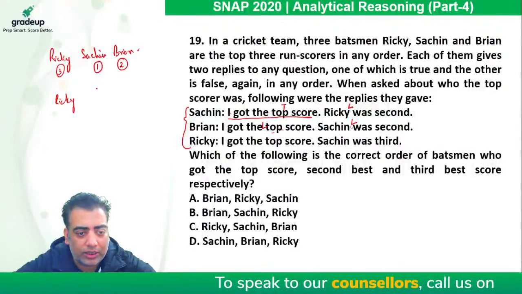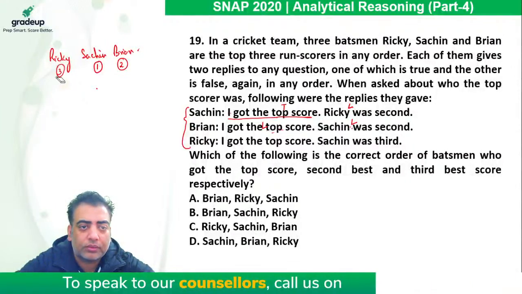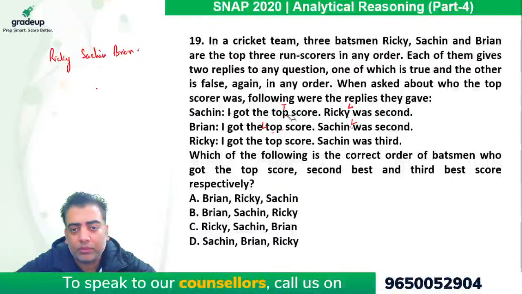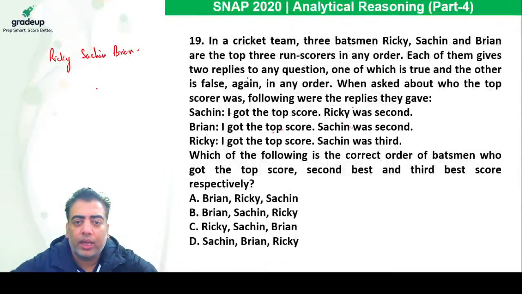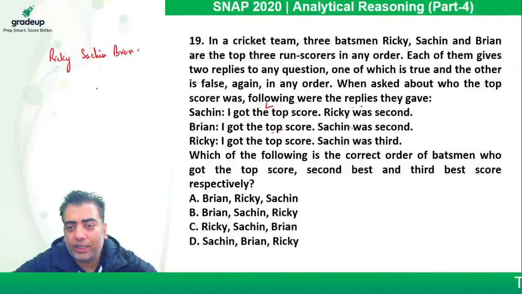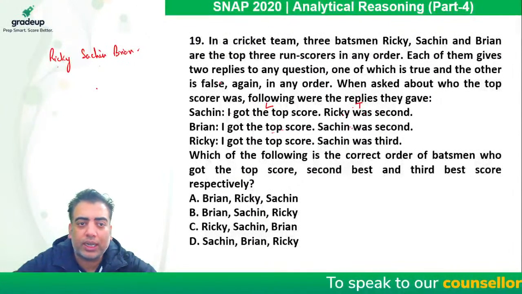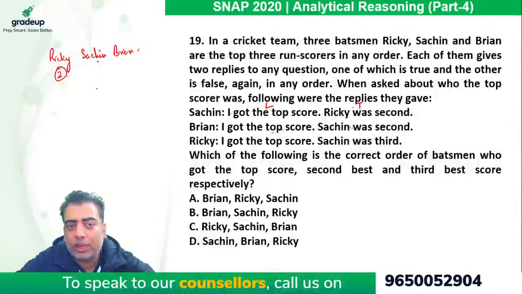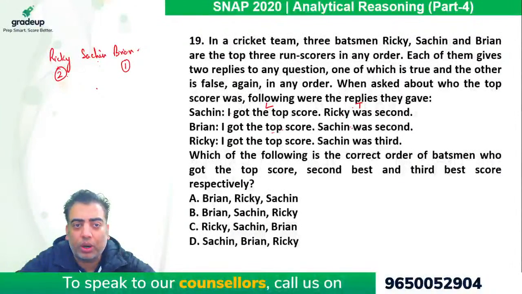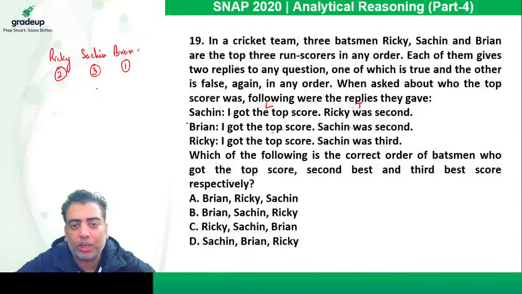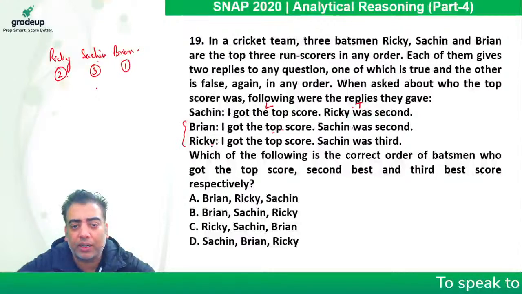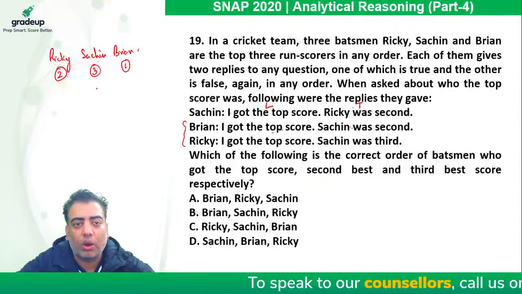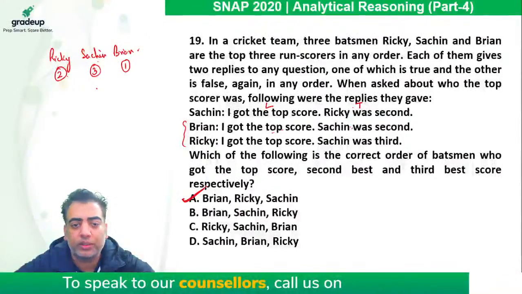If the first statement of Sachin is a lie and the second is true, then Ricky was second. That is known to me. Sachin said, I got the top score. It goes wrong. So Brian is the one who got the top score and Sachin is the one who got third. So in this case, I am not even required to check the statements of Brian and Ricky. So based on this, we can say the order is Brian, Ricky and Sachin, which is option A.